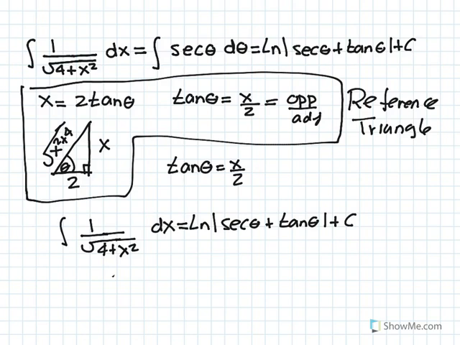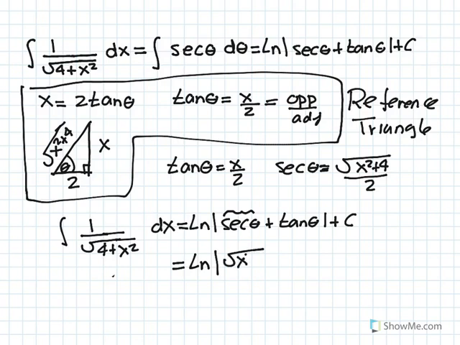Now, how do we get secant theta? How do we get this part in terms of x? Secant theta will be hypotenuse over adjacent. So that's going to be the root of x squared plus 4, that's the hypotenuse, divided by the adjacent, that is 2. So now we can get the result in terms of x. So the answer is log of the root of x squared plus 4, divided by 2, plus tan theta, that's x over 2, plus c. This is the answer to the integral.